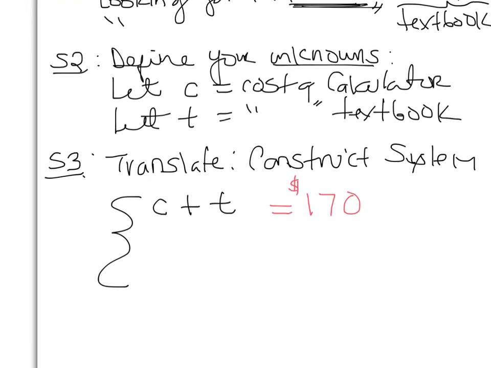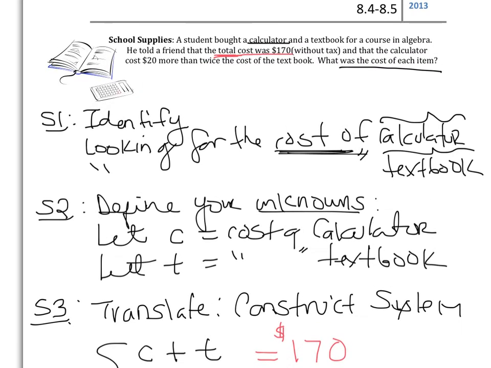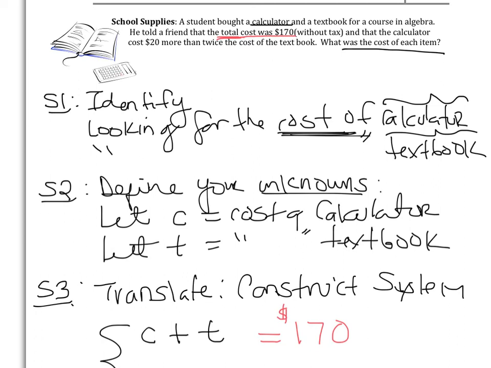And then what else do we know? Well, we have one equation, and we need the other equation. There's our A, B, C. And so what else do we have? We have other information, which is right here. So this is the first linear equation. And the calculator, we're talking about the cost of the calculator. So the calculator cost $20 more than twice the cost of the textbook.